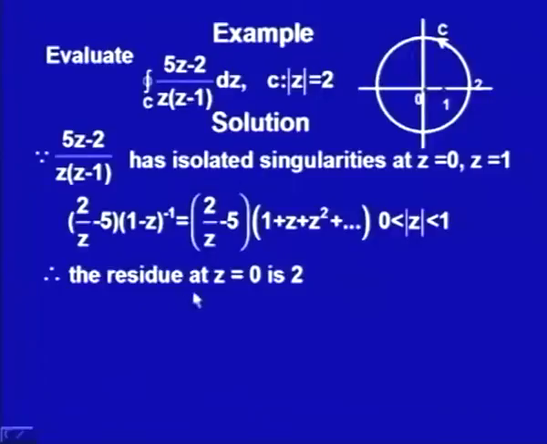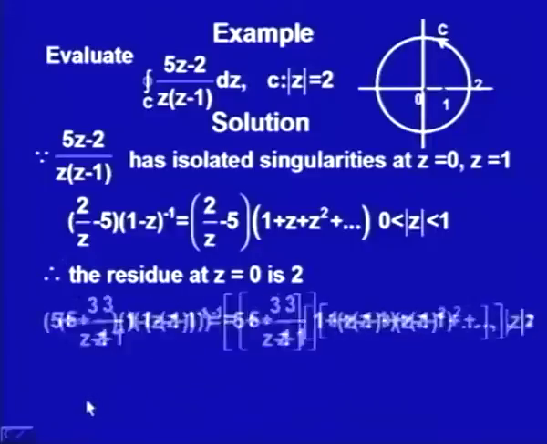So, the residue at z equal to 0 is 2. Now, we have to find the residue at z equal to 1. For this, I want my expansion to be valid for mod z greater than 1, or rather, we would like mod z minus 1 to be less than 1. So, we will try to write the expansion such that this is valid. Let us see how we are going to write it.